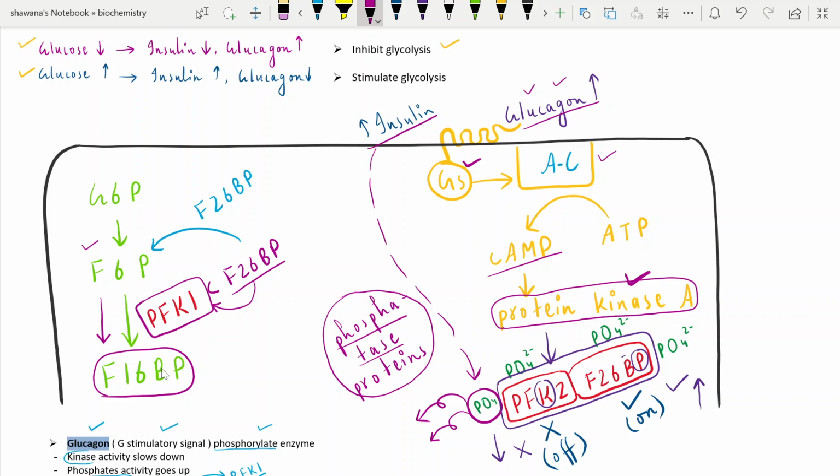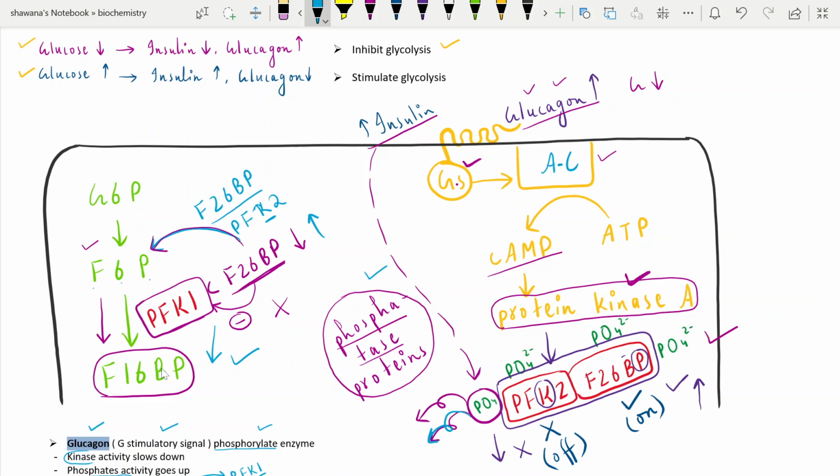But when there is insulin, insulin will act via phosphatase proteins. Phosphatase proteins will remove these phosphates from this enzyme. When the phosphates are removed, its kinase activity will work and the phosphatase domain will shut down. When its kinase activity is working, fructose 6-phosphate will be converted into fructose 2,6-bisphosphate by phosphofructokinase 2. When its level is raised, it will regulate PFK1 to proceed with glycolysis in the forward direction. So we need glycolysis when glucose is high, when insulin is there. These steps are very important to remember in glycolysis.